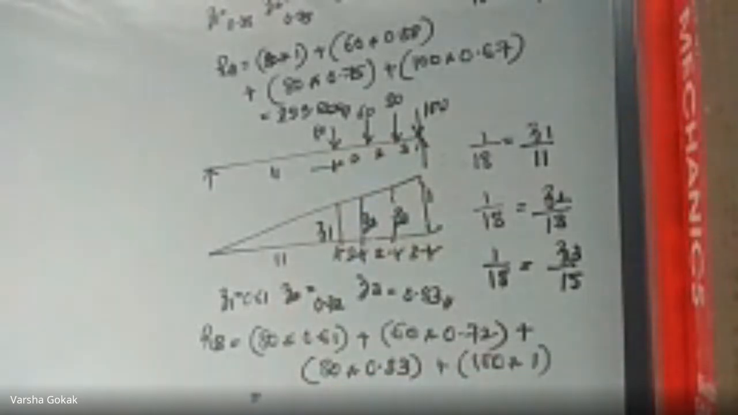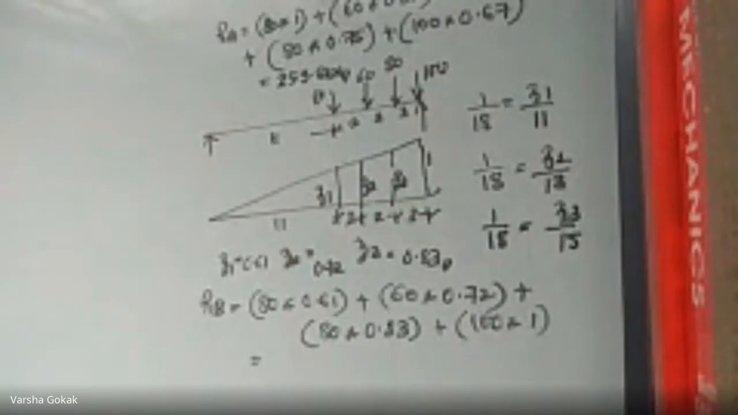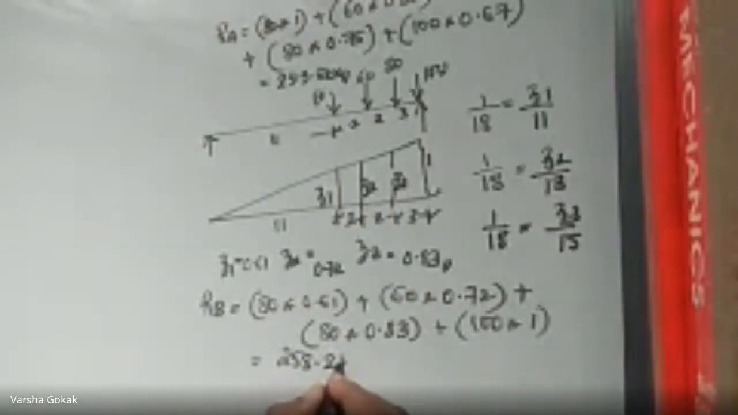What is the value of RB? 258.2 kilonewton. If you see, both the values are very near, no? RA is 259, RB is 258.